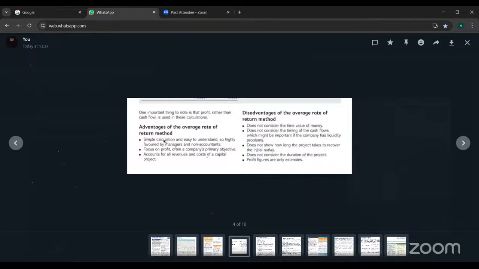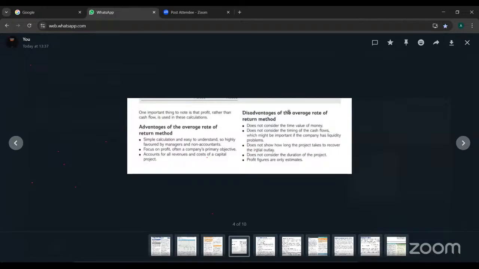So we'll study the advantages and disadvantages of the ARR method. Advantages: simple calculation and it is easy to understand. Okay, so it is highly favored by managers and non-accountants. And ARR focuses on profits, often a company's primary objective, and accounts for all revenues and costs of a capital project. Okay, it takes into account all the revenue, all the cost.